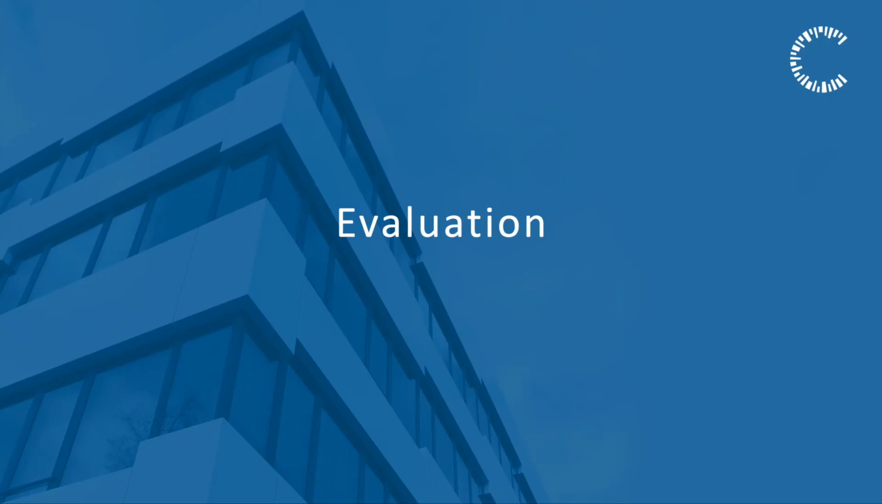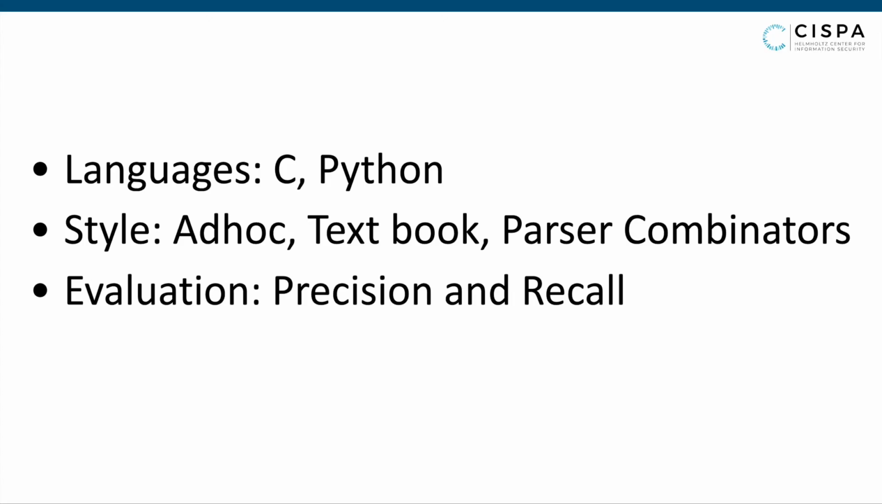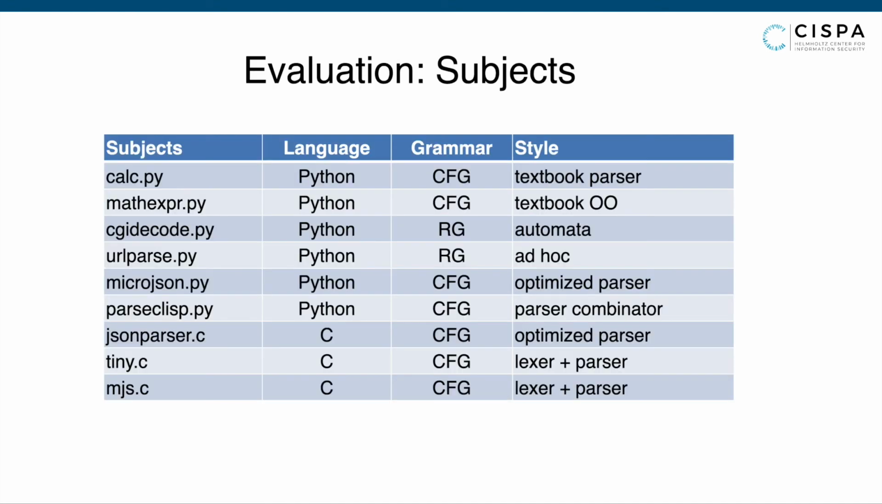Now we come to the evaluation. For evaluation, we chose programs based on different dimensions. So these were our subjects: calc, math expression, CGA decode, URL parse, micro-JSON, parse eclipse, JSON parser, TinyC, and NJS. So we chose two different programming languages, C and Python. For Python, we implemented our instrumentation by simply writing a proxy object for the input stream.